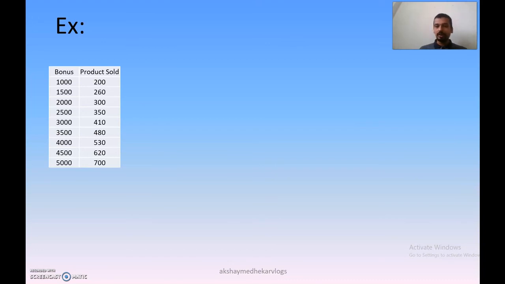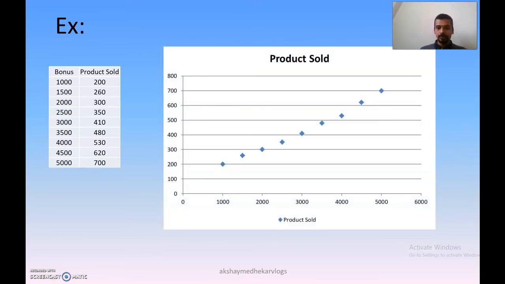So we'll see how we can generate the scatter plot through this data. So you can see now the product sold and the bonus. On the x-axis it is the bonus, and the y-axis is showing the product sold. So we are generating a linear type scatter diagram through this data. So you can easily see that. You can also add a line to the graph, so you can see how we are getting the linear type.